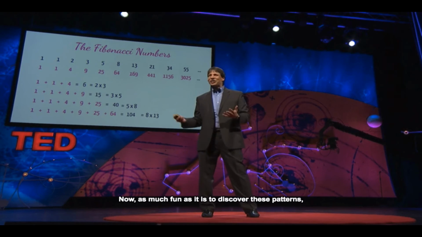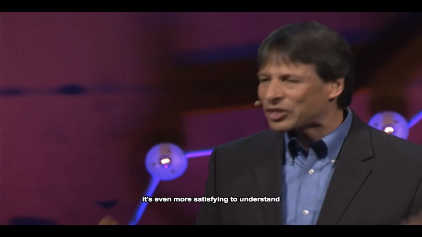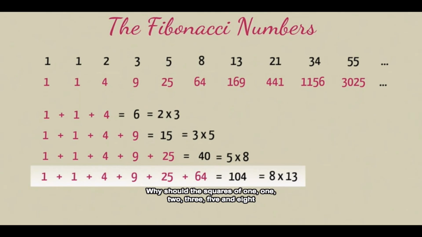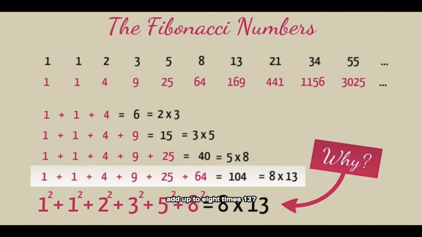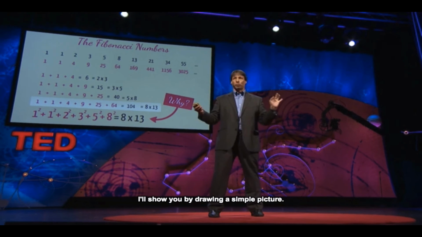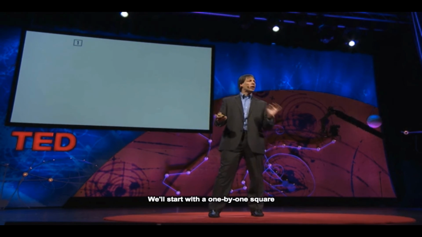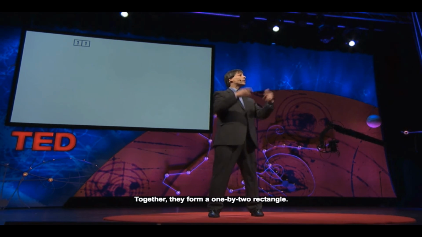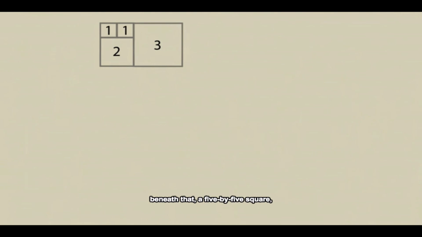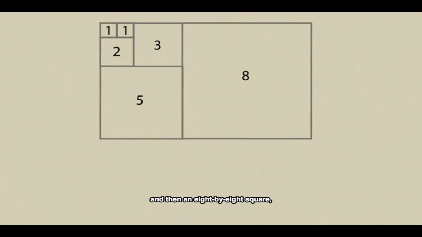Now, as much fun as it is to discover these patterns, it's even more satisfying to understand why they are true. Let's look at that last equation. Why should the squares of 1, 1, 2, 3, 5, and 8 add up to 8 times 13? I'll show you by drawing a simple picture. All right, we'll start with a 1 by 1 square, and next to that, put another 1 by 1 square. Together they form a 1 by 2 rectangle. Beneath that, I'll put a 2 by 2 square. And next to that, a 3 by 3 square. Beneath that, a 5 by 5 square, and then an 8 by 8 square, creating one giant rectangle, right?